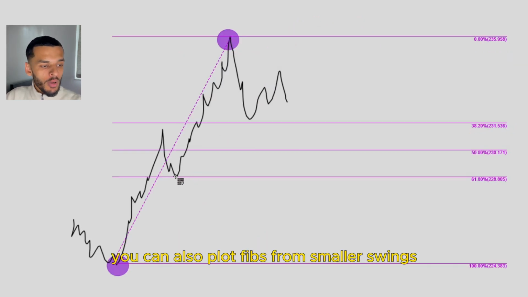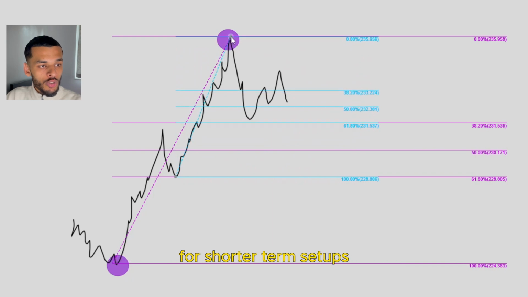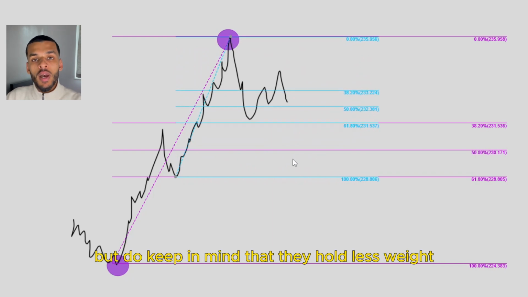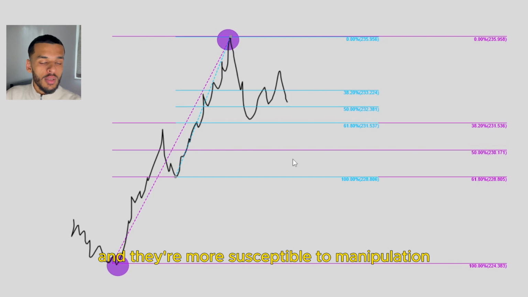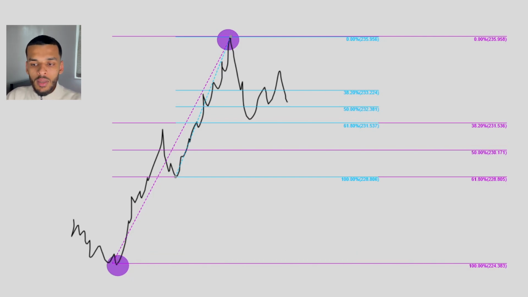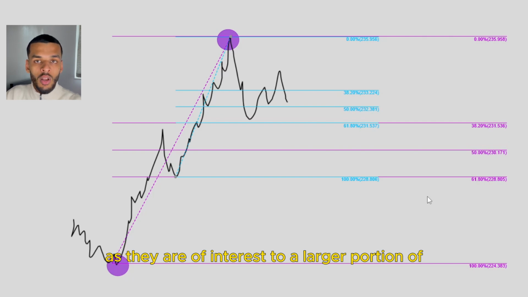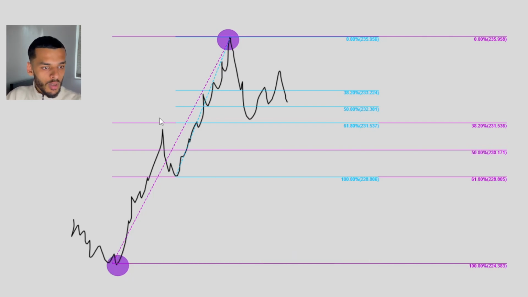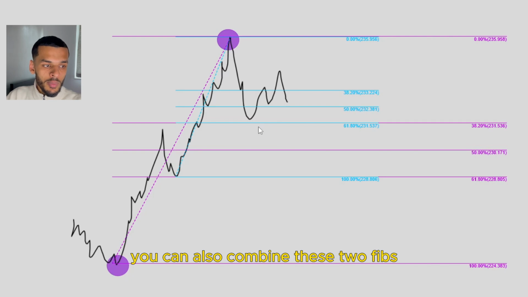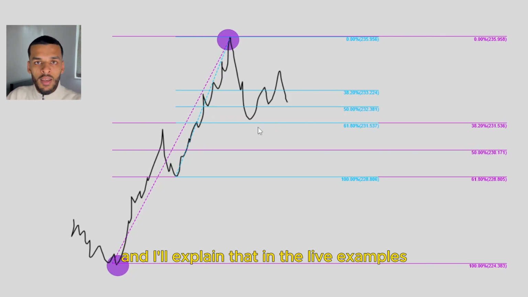You can also plot fibs from smaller swings for shorter term setups, but do keep in mind that they hold less weight and they're more susceptible to manipulation, and that larger swings are more reliable as they are of interest to a larger portion of the market participants. You can also combine these two fibs, and I'll explain that in the live examples.